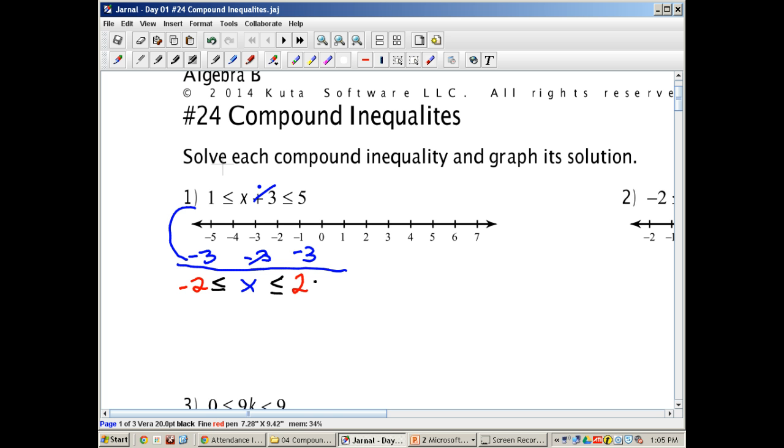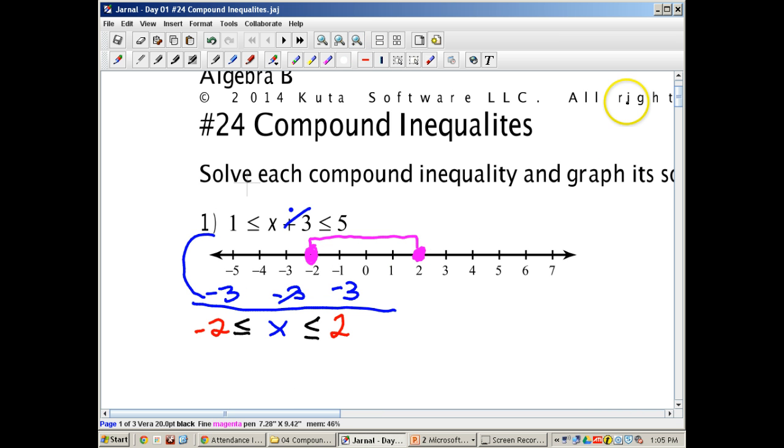Yeah, that's it. Finish with it. Alright. Now graph it. All the values between negative 2 and 2. Just like that.